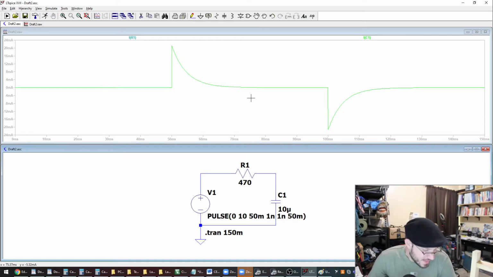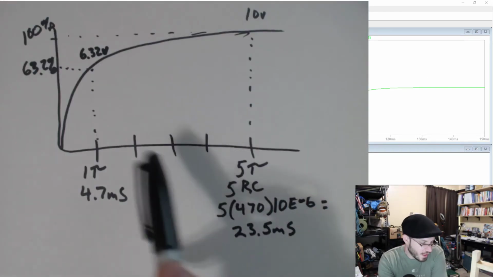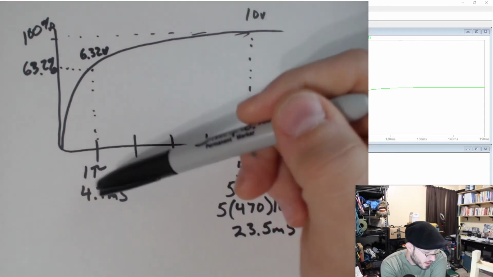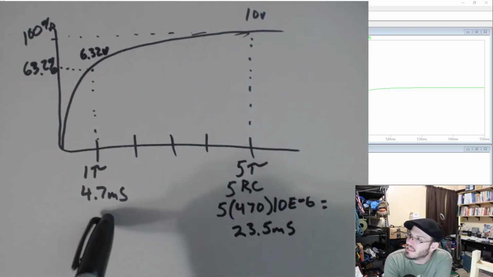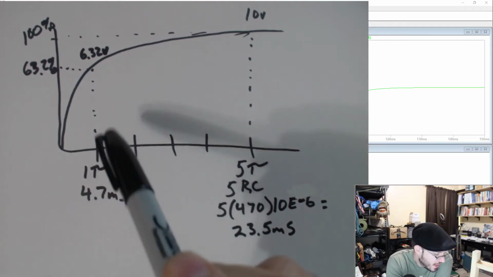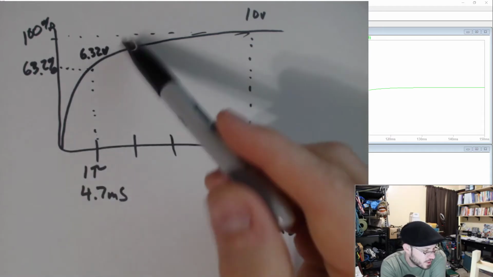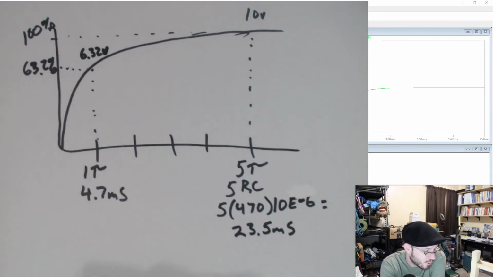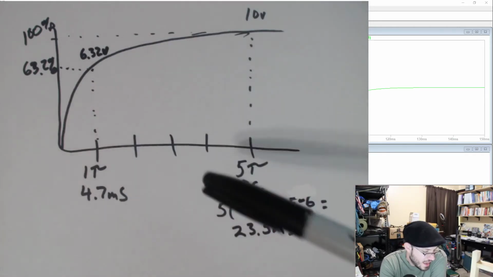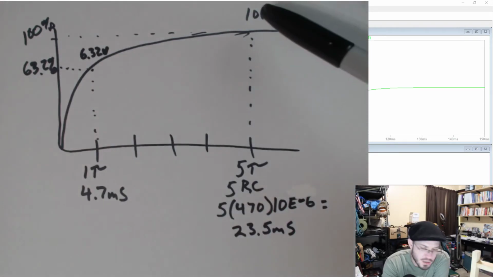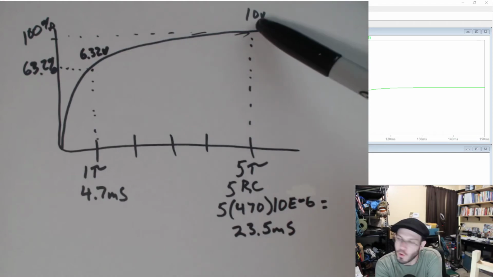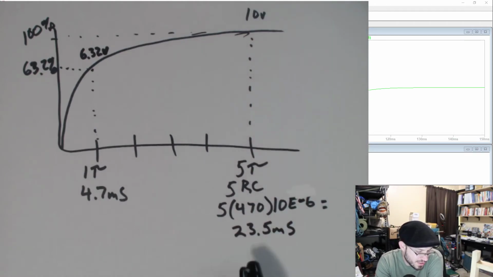Okay. So, let's see. I have some things written here, and I only have the important stuff for the demonstration. 4.7 milliseconds is our time constant. At 4.7 milliseconds, we should be at 63.2% of our max value, which was 6.32 volts. It takes 5 time constants to reach our max value, which was 10 volts, and that occurs at 23.5 milliseconds.